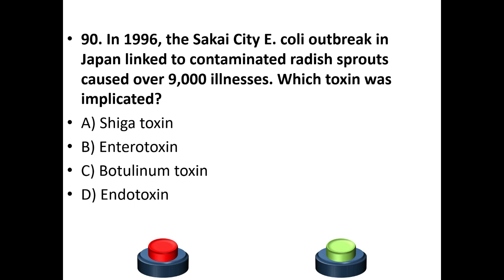90. In 1996, the Sakai City E. coli outbreak in Japan linked to contaminated radish sprouts caused over 9,000 illnesses. Which toxin was implicated? Shiga toxin, enterotoxin, botulinum toxin, endotoxin. Your answer is option A. Shiga toxin.